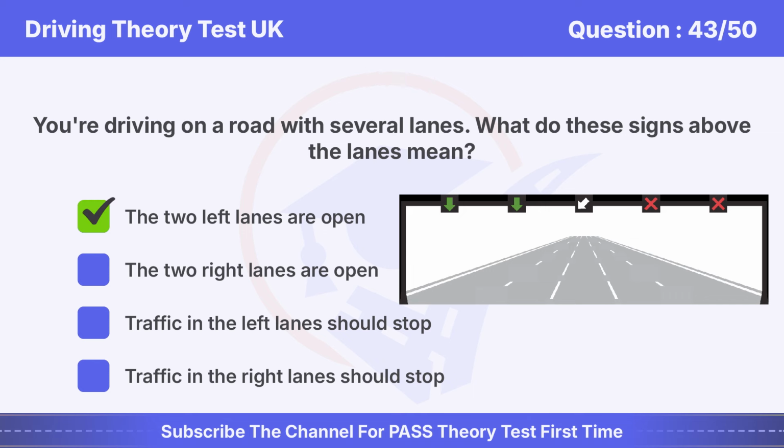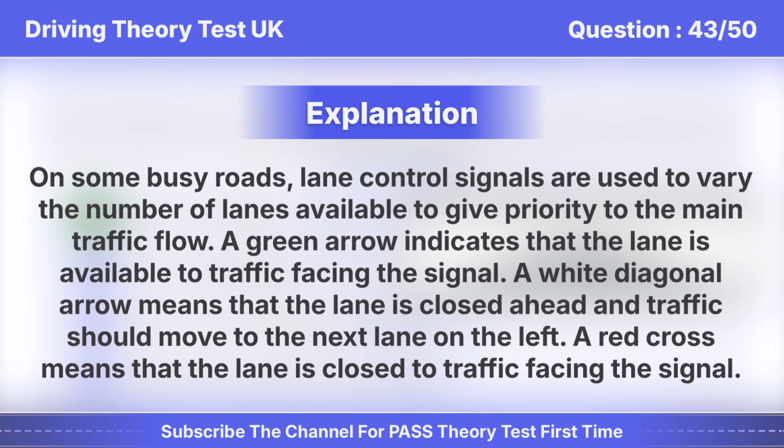Answer is A. The 2 left lanes are open. On some busy roads, lane control signals are used to vary the number of lanes available to give priority to the main traffic flow. A green arrow indicates that the lane is available to traffic facing the signal. A white diagonal arrow means that the lane is closed ahead and traffic should move to the next lane on the left. A red cross means that the lane is closed to traffic facing the signal.